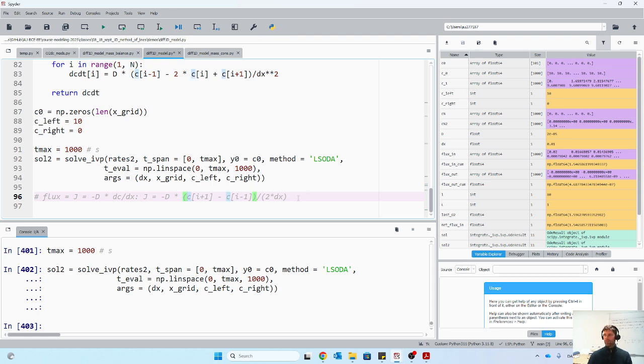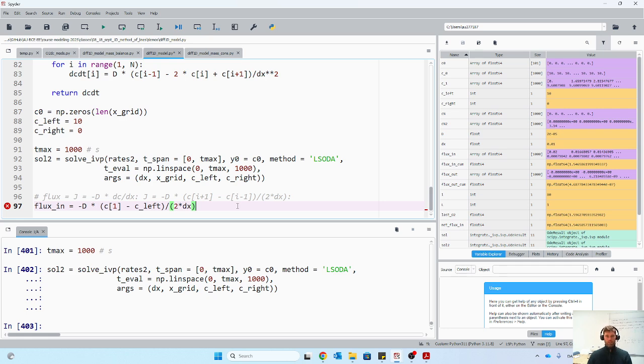And why can we use the central difference method here? That's because we want to calculate the flux at the position 0 and the last position. And here we actually have the ghost points. We have C left and we have C right. So this would actually be C left, and this would be C1 for the 0th position. So the flux on the left side would be like this: minus D times C1 minus C left, divided by 2 times dx. So that is the central difference formula for the first derivative.